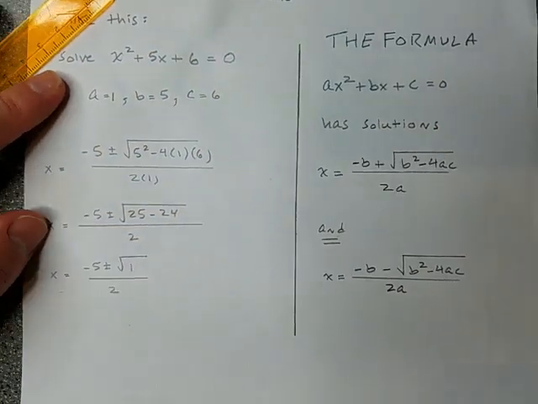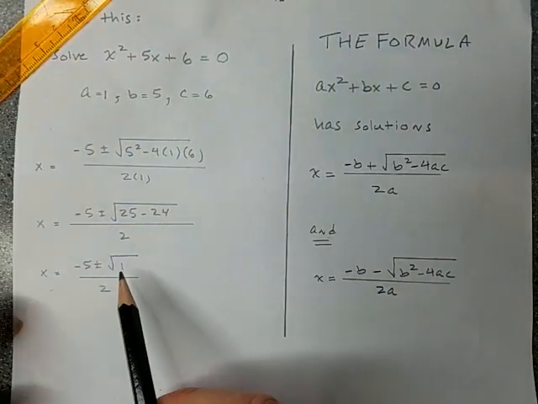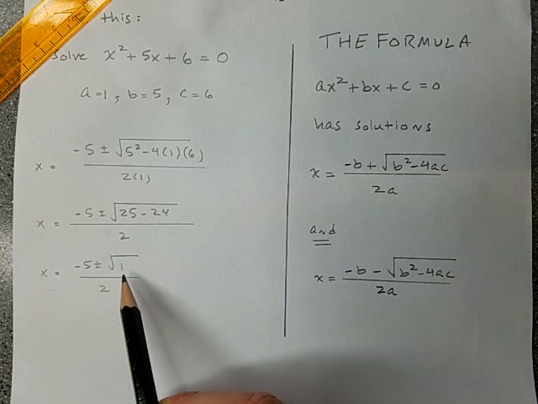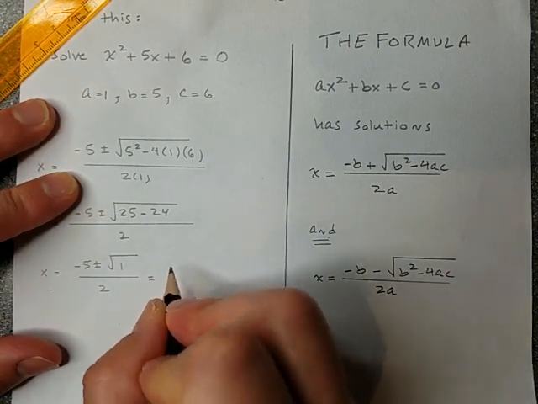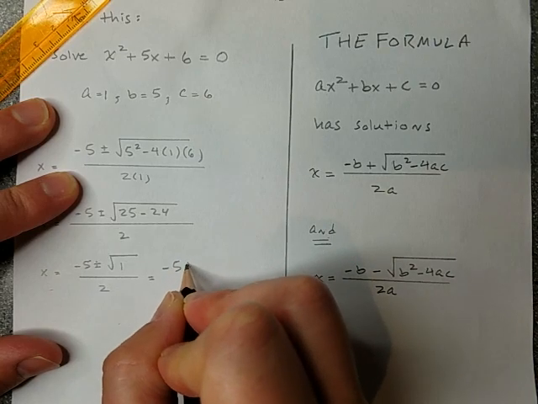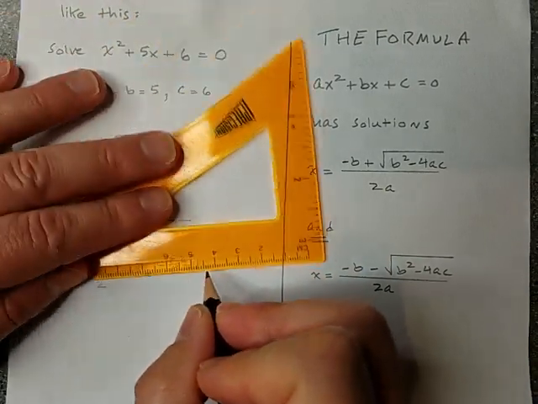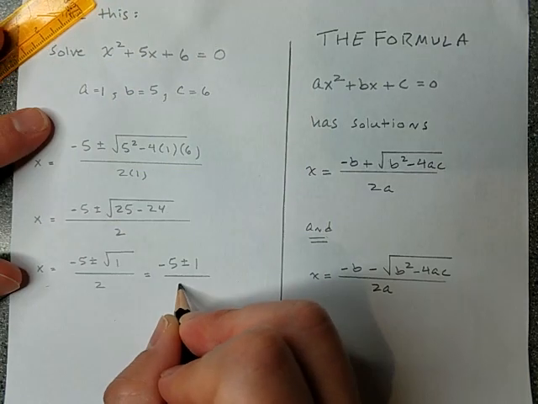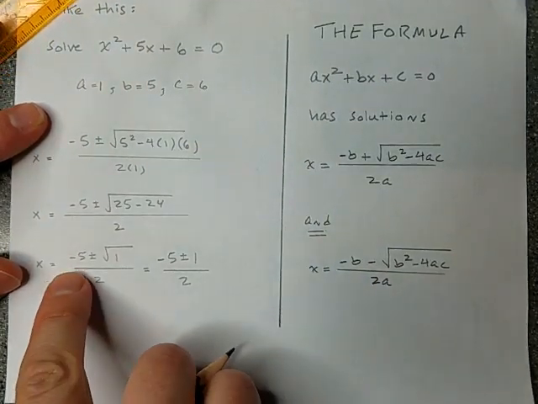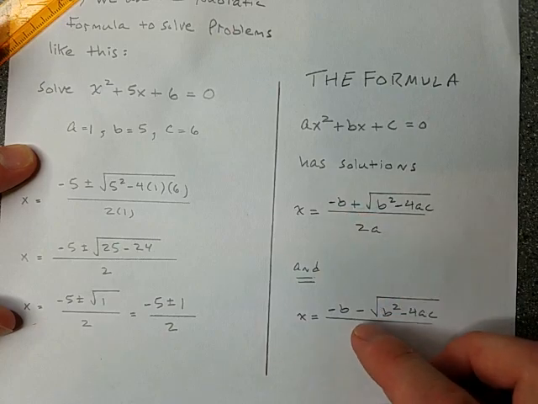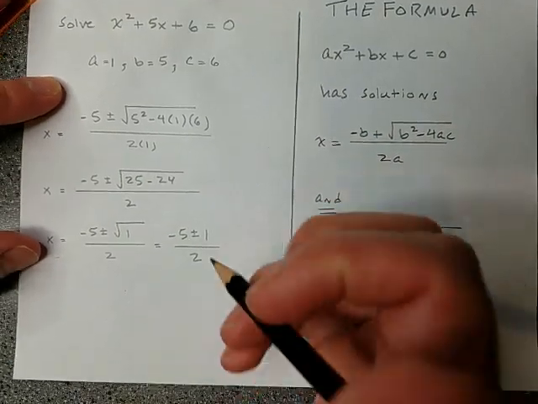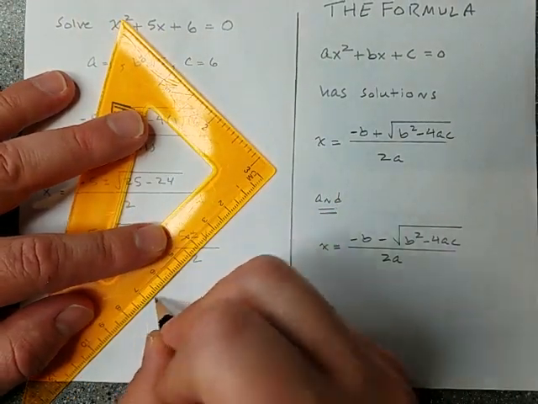Okay, can we take it any further? Well, what's root 1? What's the square root of 1? The square root of 1 happens to be 1. All right, so we're almost there. We're getting pretty close. So I get like so. Okay, now here there are two things, the plus and the minus. We'll do them separately.